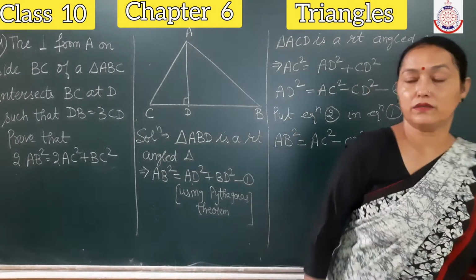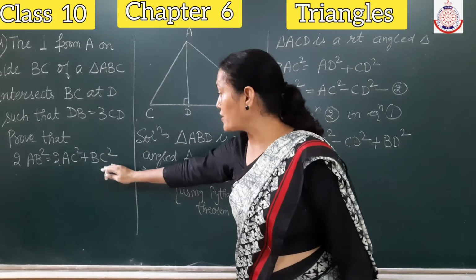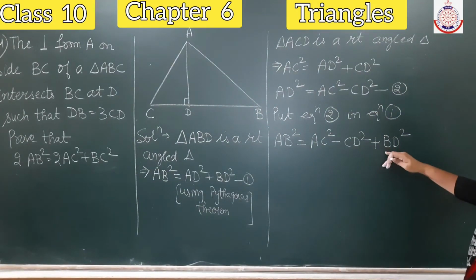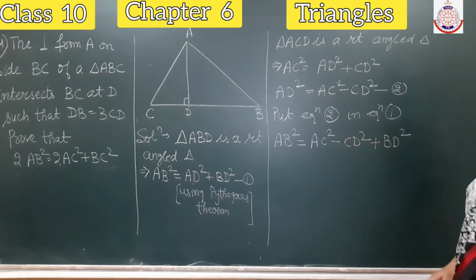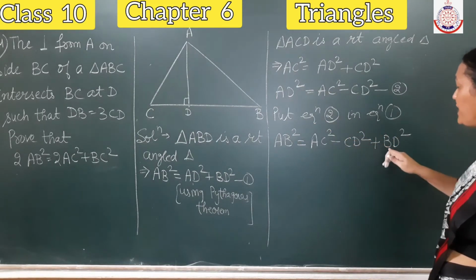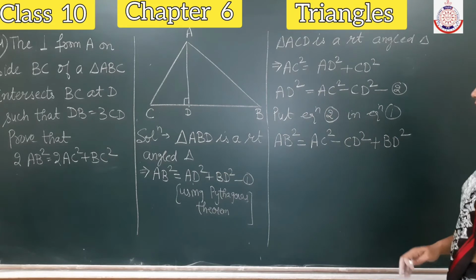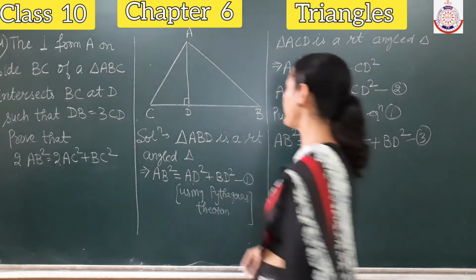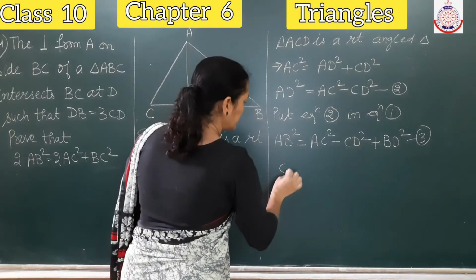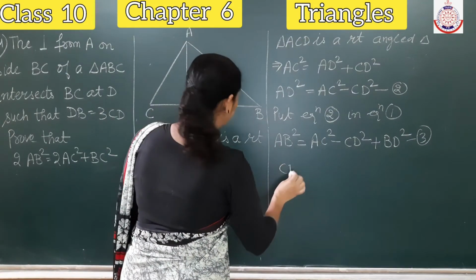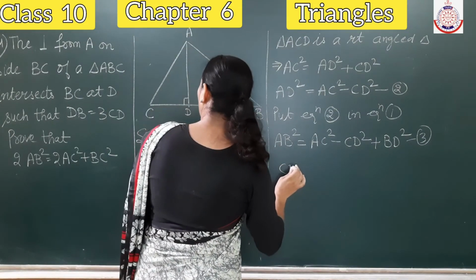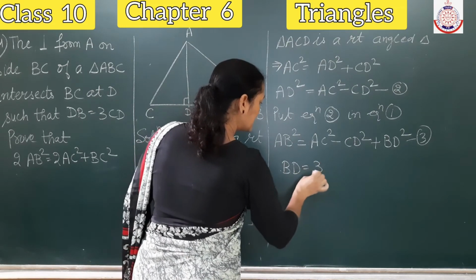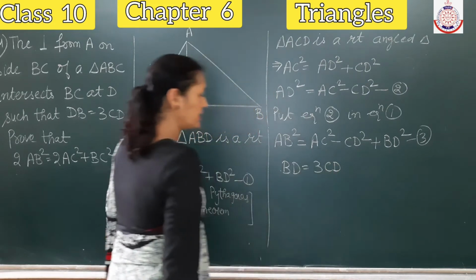Now in this required statement, we need neither CD nor BD. That means we have to use the relation of CD and BD with BC. Let it be equation number 3. It was given that BD is equal to 3 times CD. This is given.